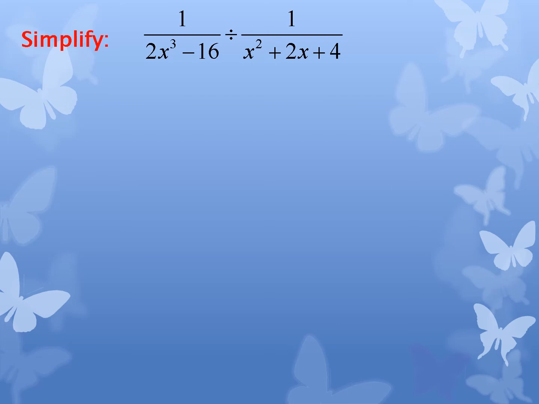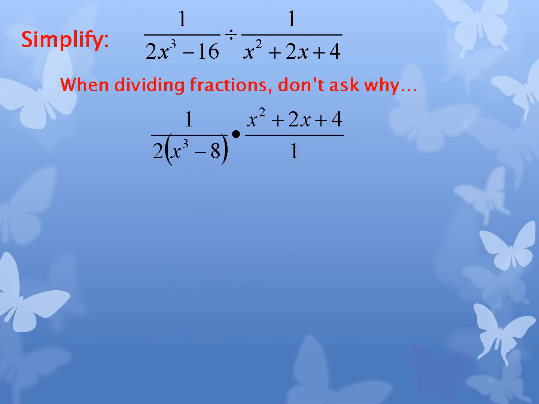Okay, let's look at our next example. Here, they want us to simplify 1 over 2x cubed minus 16 divided by 1 over x squared plus 2x plus 4. Well, remember, the first step before you do any kind of factoring is dividing fractions. Don't ask why. Flip the second and multiply. Okay, so that is my first step. I have to change it to multiplication, and then I flip what comes after the division sign.